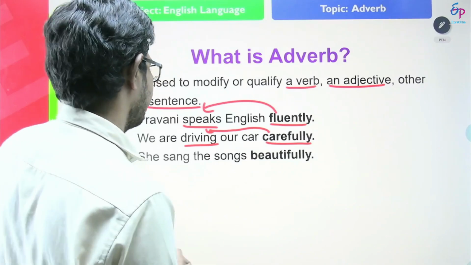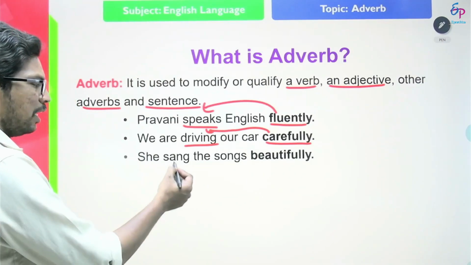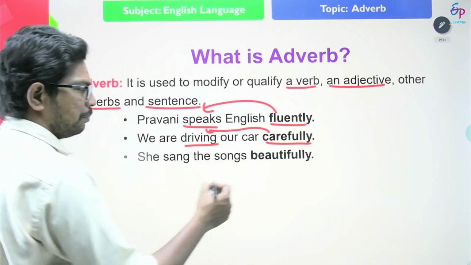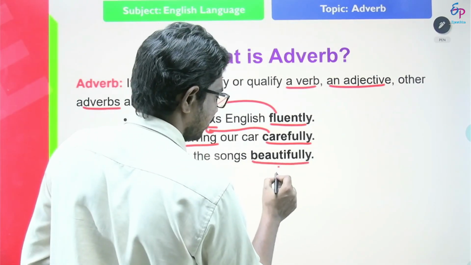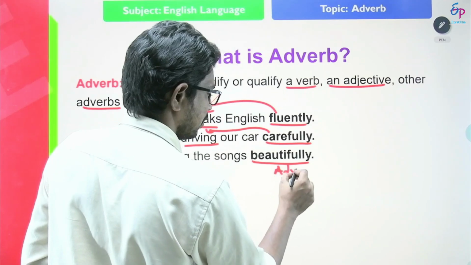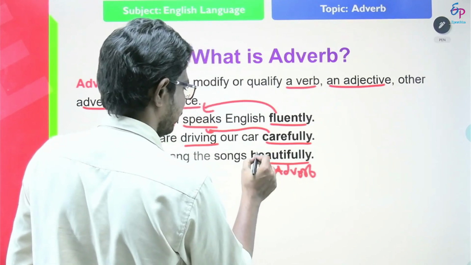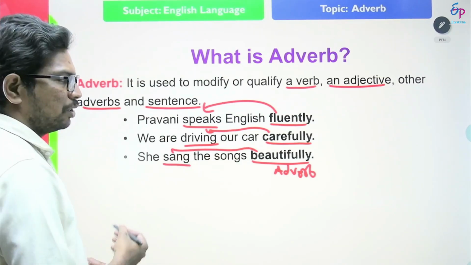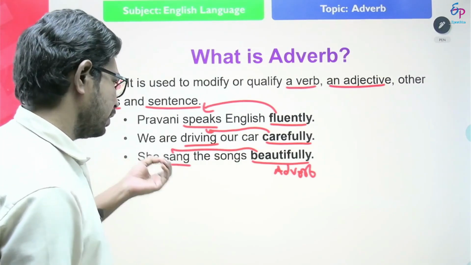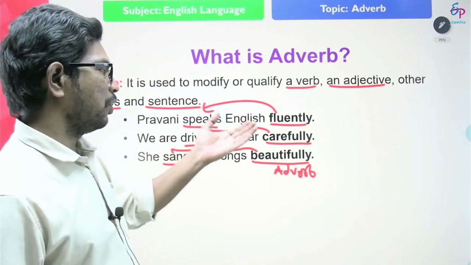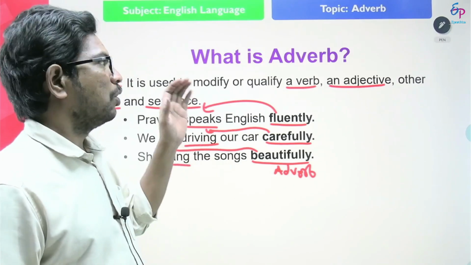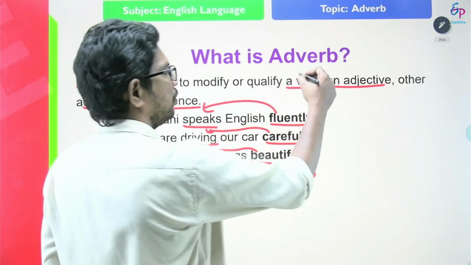Look at another example. She sang the songs beautifully. In this sentence, beautifully is an adverb that is modifying the verb sang. It is showing how she sang. So here fluently, carefully, beautifully are modifying the verbs. So an adverb modifies a verb, you understood clearly.